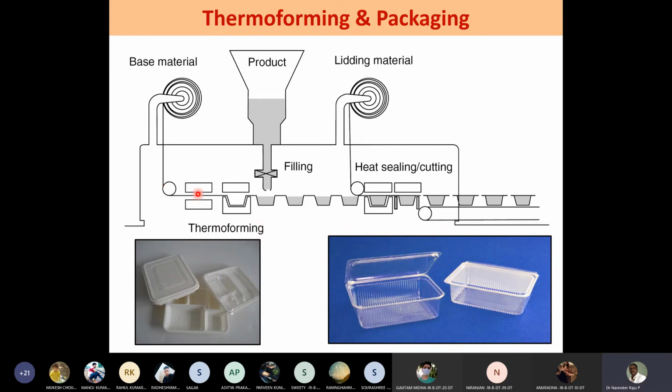The plastic sheet is subjected to heating, so it becomes soft, and when it is soft, you put some pressure, either positive or negative, where the film acquires the shape of the container in which the pressure is applied. So if the container is of this shape, it acquires this and immediately it is filled with the product. Most of the large scale industries where they need to fill and seal then and there, usually go for this technique.